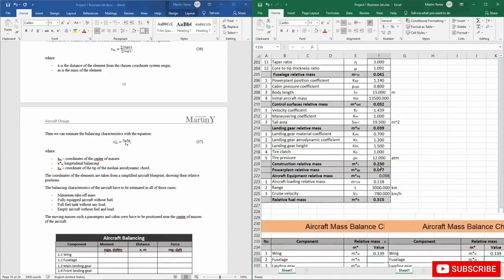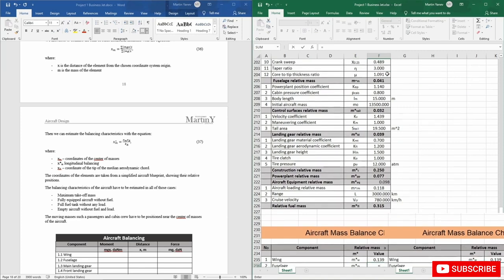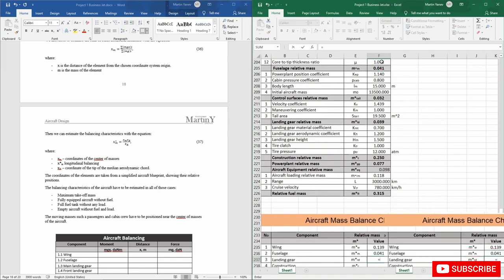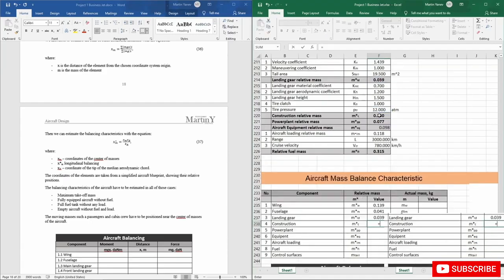Okay, the relative wing mass. Then the fuselage mass, we have it here. Then the landing gear mass, or the relative landing gear mass, we have it here. Then the whole construction mass is here. The power plant mass is here. The equipment mass is here, and actually here it's equipment, that's it.